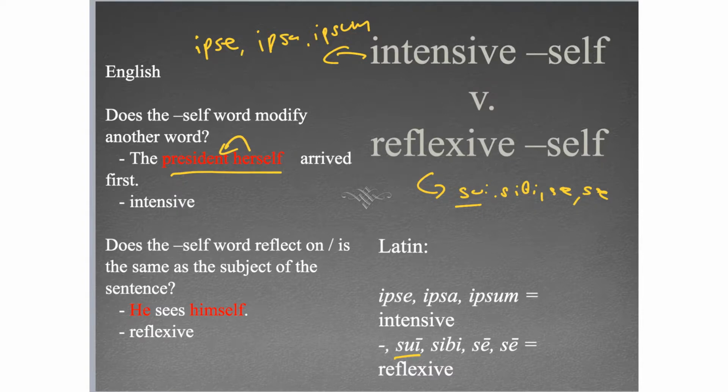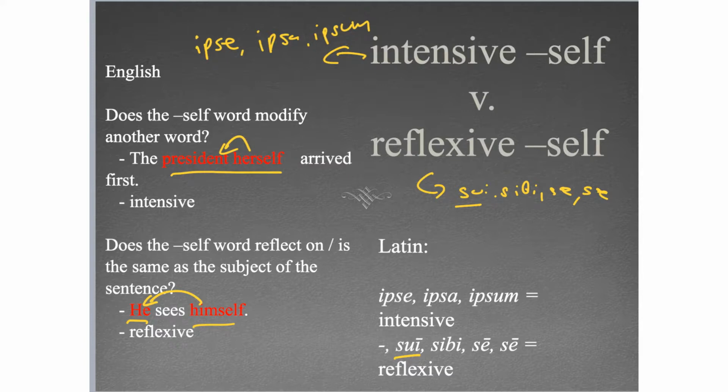All right, so in the example here, he sees himself, himself and he are the same person. That's what makes it reflexive. You can see, though, that he and himself are separated. Himself doesn't modify he. Himself refers to he. Those are different things. All right, whereas with the intensive, the self word modifies or agrees with the noun that it's going with. So just be careful when you're dealing with the intensive and the reflexive that you're translating it as the correct self word in English.